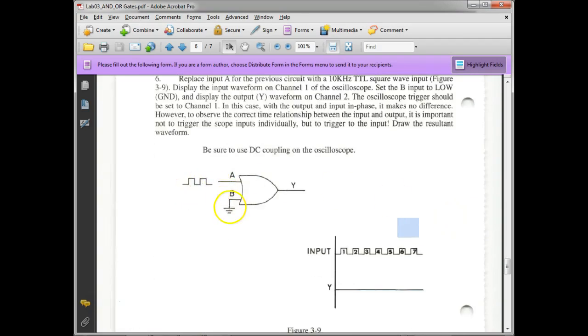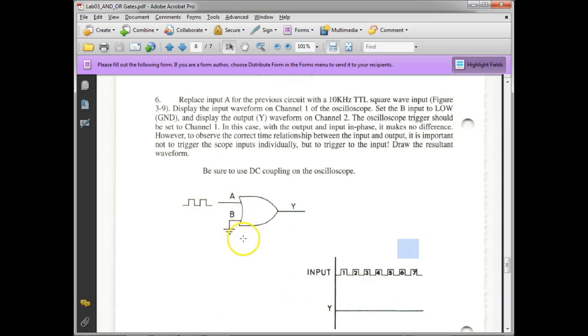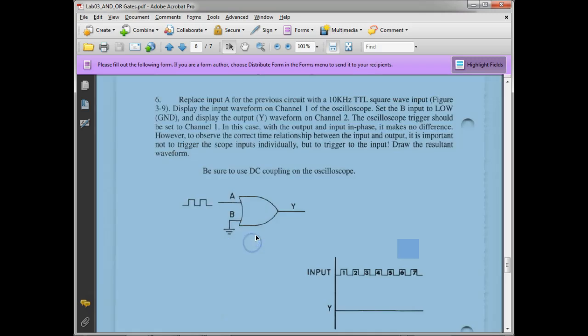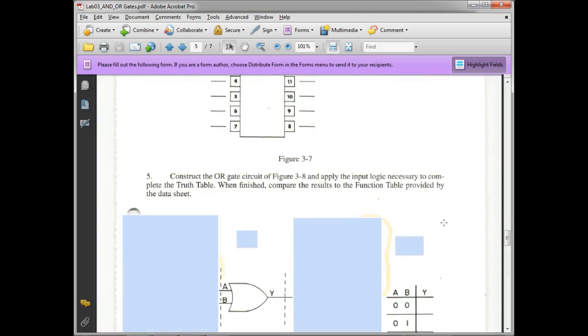So this is an OR gate. We got one input connected low. So every time this goes high, the output should go high. So this should follow the clock, right? Everybody understand? Yes or no? Huh? Yeah. That's what that is right here, right? We okay?